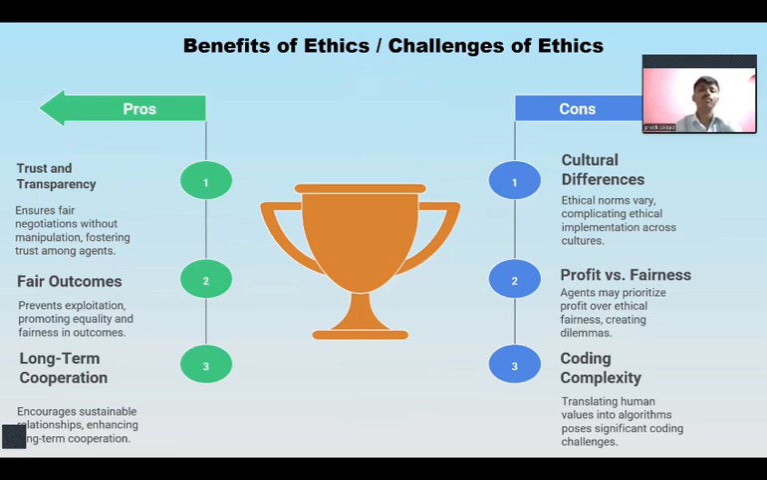Now we see the benefits of ethics and challenges of ethics. Pros: first, trust and transparency. Second, fair outcomes. Third, long-term cooperation. Now we will see the cons: first, cultural differences. Second, profit versus fairness. Third, coding complexity.